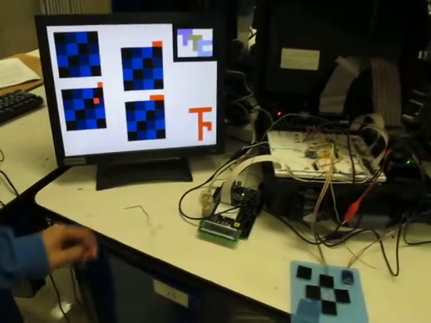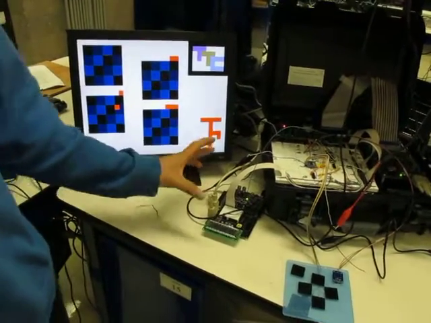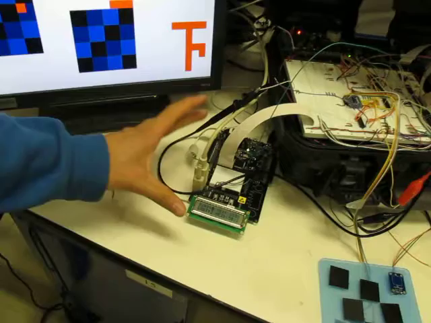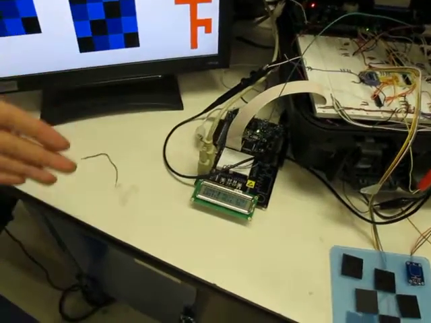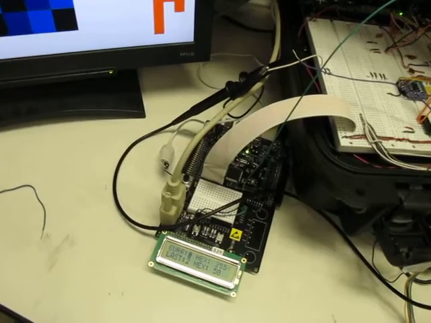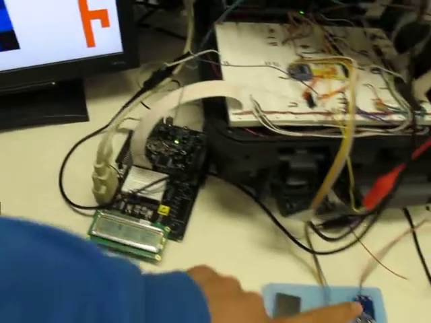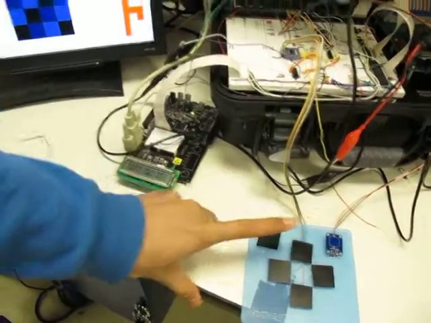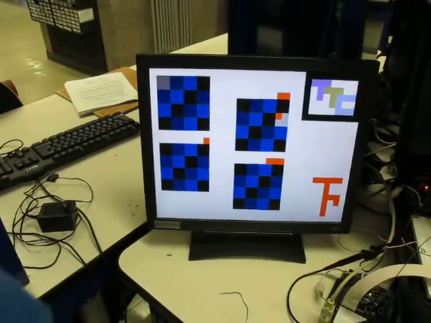Cool. So I have two PSoCs. This PSoC right here is where the game engine is running. I have an AI that is coded to counter your moves. So if we place a value here, then the AI will counter with a move.